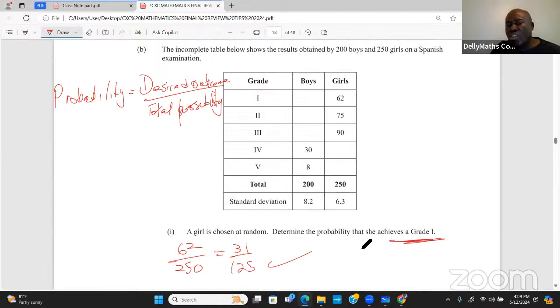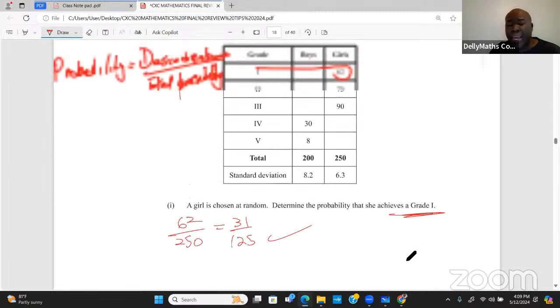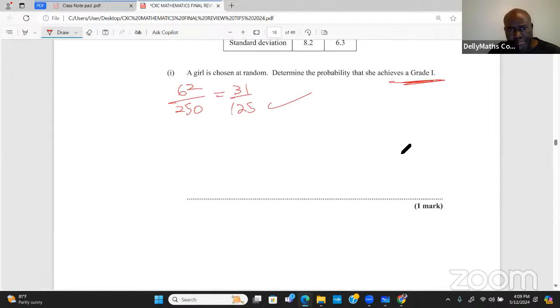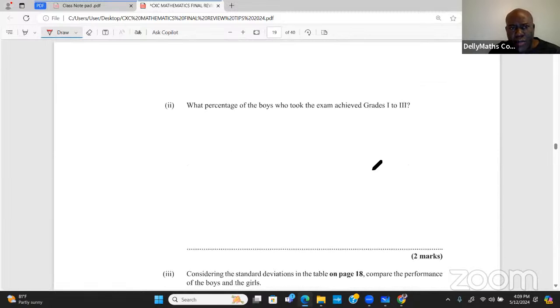So 31 over 125, or 62 over 250. Remember, as a probability, it's not just to write the answer like this, right? They probably give 2 marks for this. If they give 1, that means you can't make an error. Because sometimes if they give 2 marks, they take the denominator differently from the numerator. But in this case, you have to give the entire answer for that 1. All right. Let's go. Let's see what the next question said.